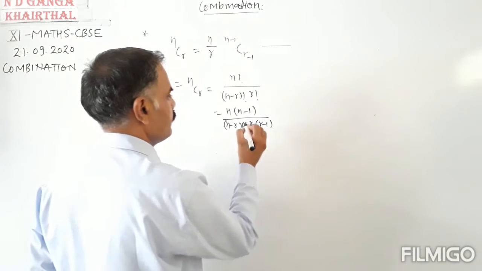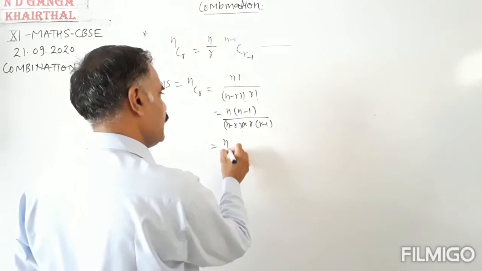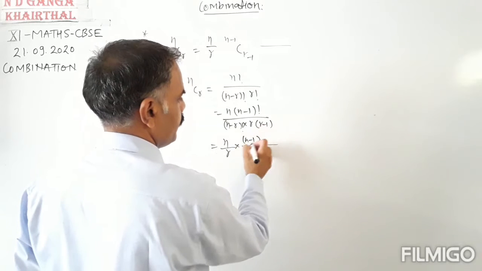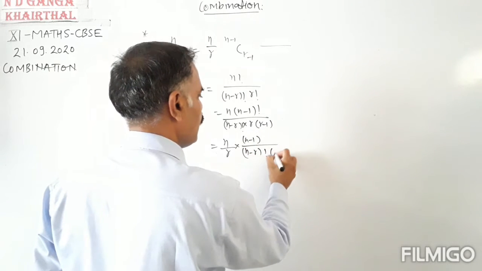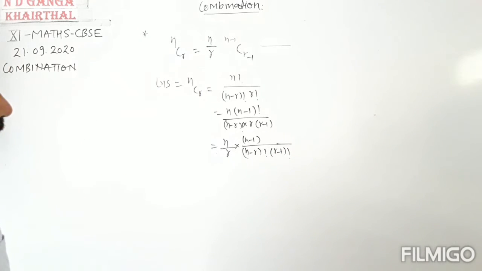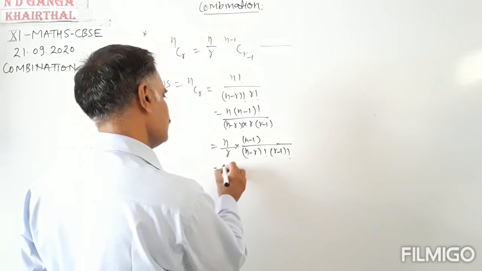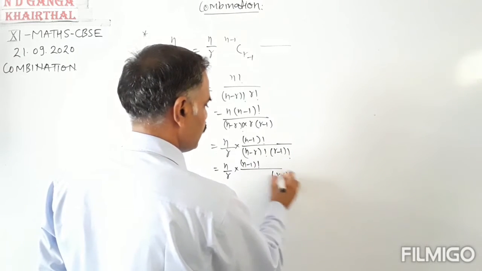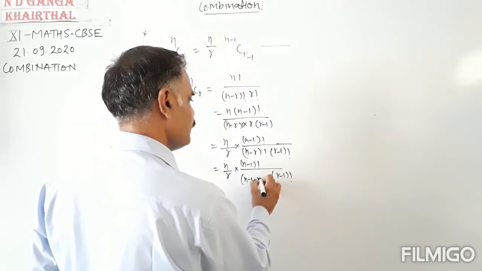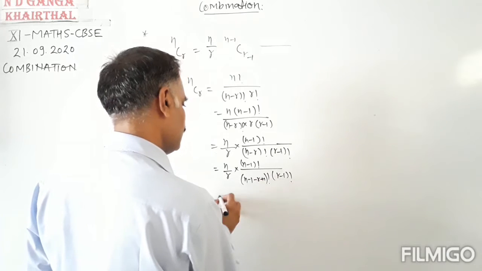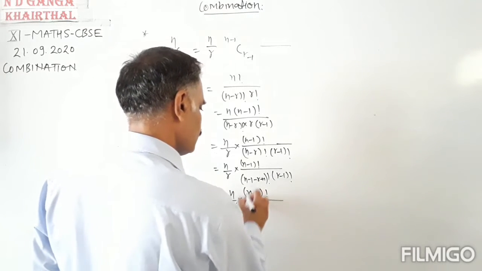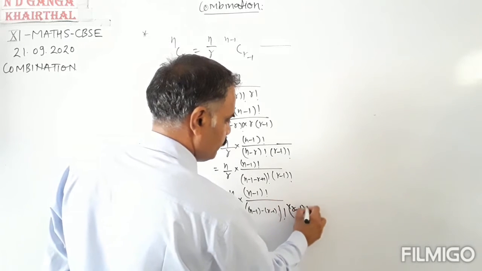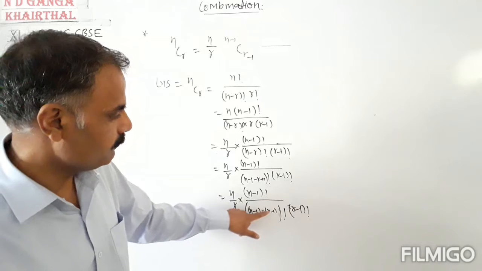n minus r factorial into r minus 1 factorial, so equals n upon r into n minus 1 factorial upon n minus 1 minus r minus 1 factorial into r minus 1 factorial. Okay, now this can be written as n upon r into n minus 1 factorial upon r minus 1 factorial, and n minus r is n minus 1 minus r plus 1 factorial. Now n minus 1 minus r minus 1 will cancel one, giving n minus r factorial.